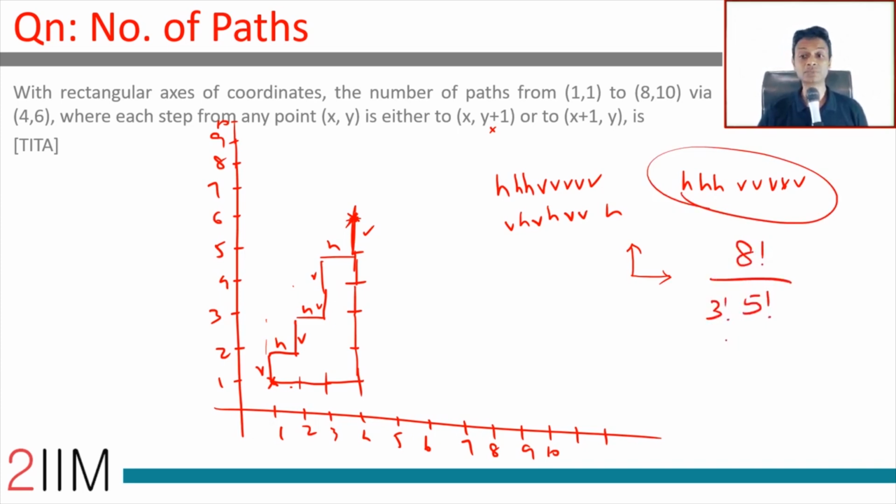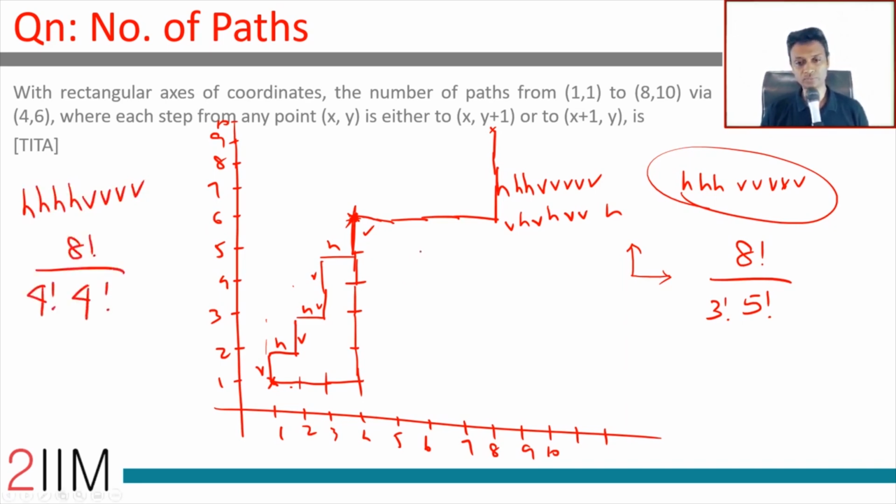Done. Do the same approach here. We are at 4 comma 6. To go from 4 to 8 takes 4 horizontal steps, and from 6 to 10 takes 4 vertical steps. This is going to be all rearrangements of h, h, h, h, v, v, v, v, which is 8 factorial by 4 factorial into 4 factorial. Multiply the two and then we are home. So 8C5 into 8C4.